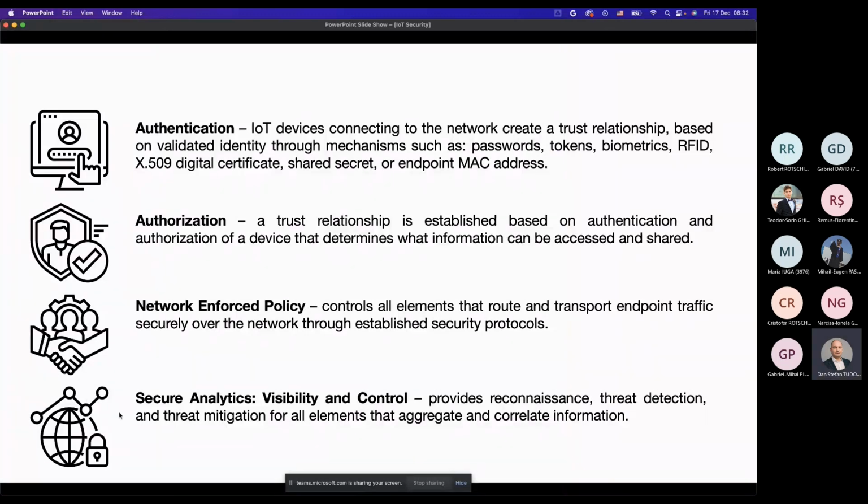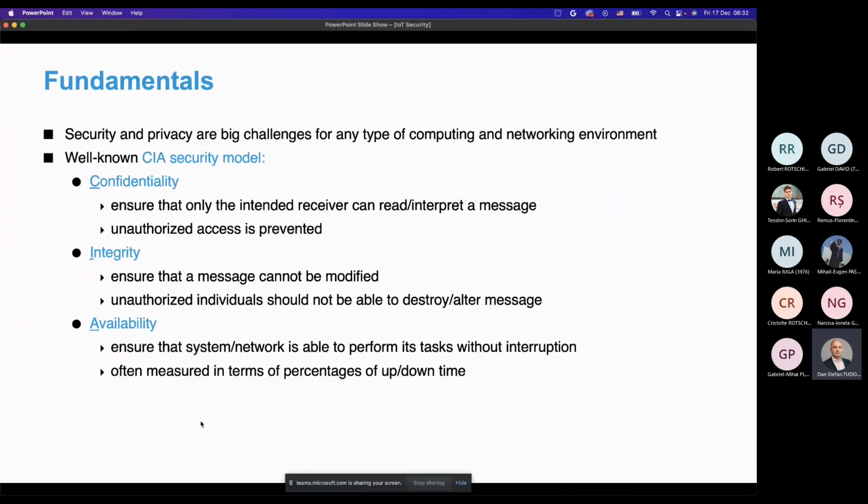And there's also an aspect of secure analytics. So having visibility and control to provide reconnaissance, threat detection, threat mitigation, all these elements that aggregate and correlate the information in your network. So going back to fundamentals, computer and network security is a collection of policies, mechanisms, and services that can enable a computer system or network to a certain level of required protection from unauthorized access or unintended cases.